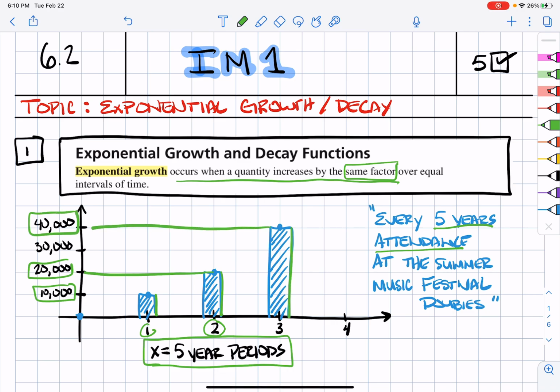So this is an example of exponential growth because we keep multiplying by the same growth factor, in this case 2, over equal quantities of time. So that's everything you gotta know for box 1.